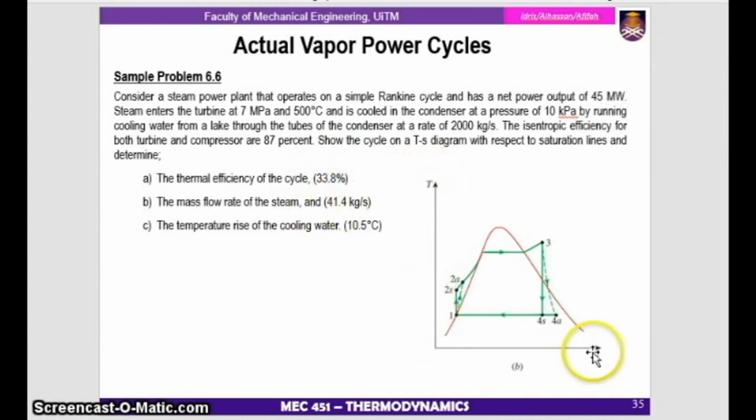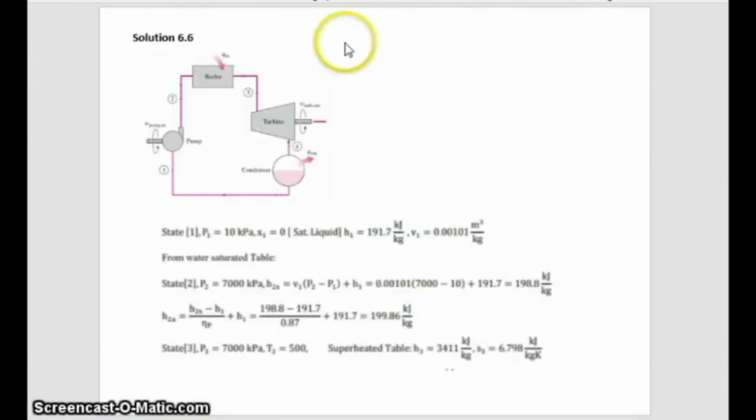Okay, this T-S diagram has been shown to you, but in this case, it wants you to show it on the T-S diagram. So firstly, you have to draw this T-S diagram. The T-S diagram that you will draw will look like this. Since this question gives the isentropic efficiency of the turbine and pump, you have to draw the dotted line and also the straight line, for both pump and turbine. Okay, this is the schematic diagram of what happened.